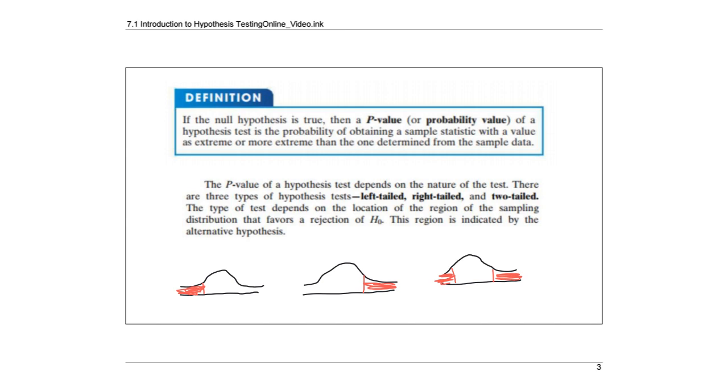And that's how we're going to decide whether we are going to reject the null hypothesis or fail to reject the hypothesis. We're going to look at our p-value, and we're going to look at our alpha. So let's take a look.